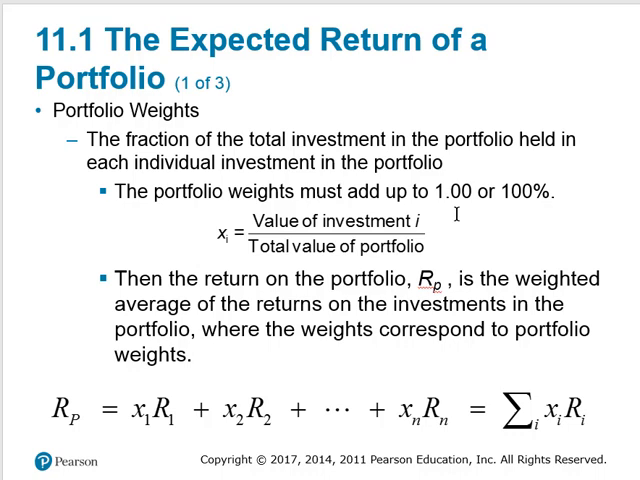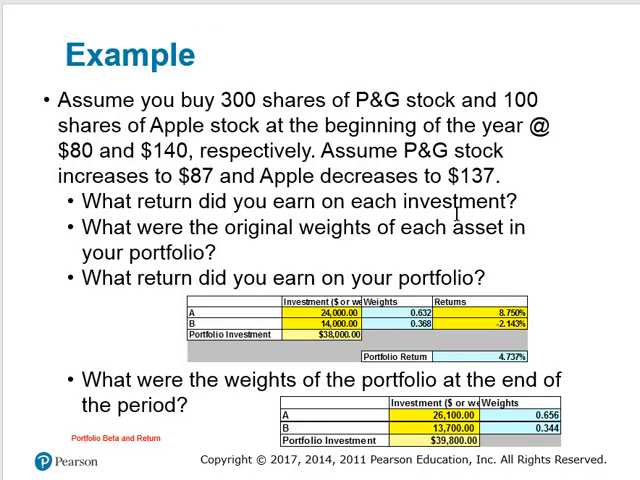So you could put 30% of your money in asset A and 70% of your money in asset B. So here we have two investments, P&G and Apple. We have 300 shares in P&G and 100 in Apple. And then here are the relative prices on this date, $80 and $140. Now let's assume that the stock P&G increases to 87 and Apple decreases to 137.